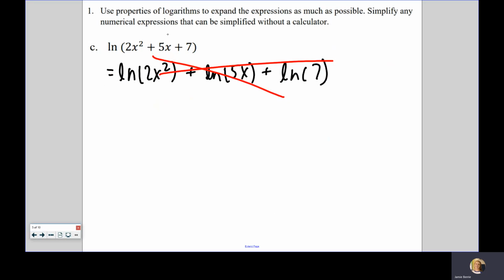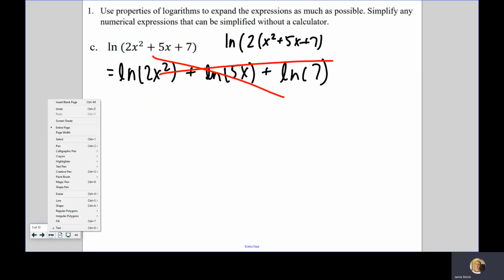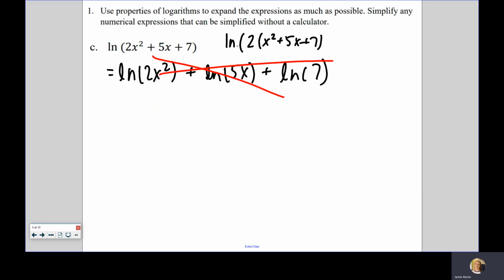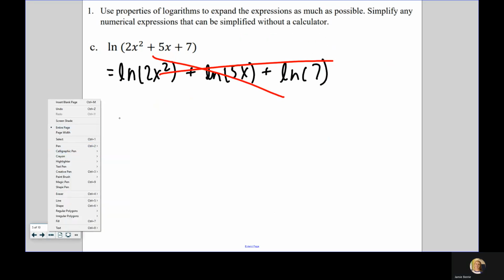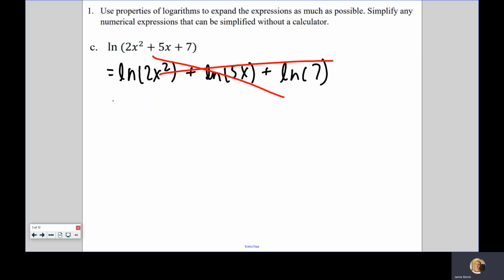We don't have anything that says, for example, ln or natural log of 2 times x squared plus 5x plus 7. If we had something like that, we could separate it by the product rule, but we don't. So there's nothing we can do here. This is already expanded as much as it can be. So we'll just say cannot be expanded.